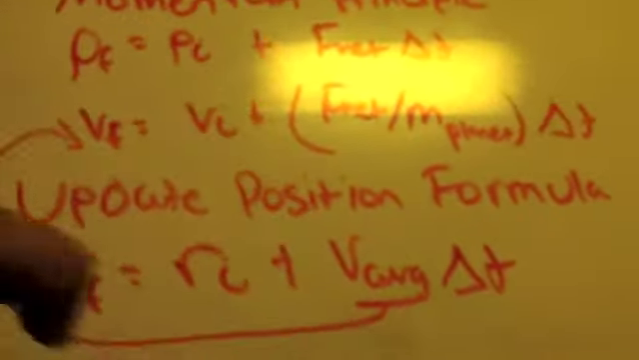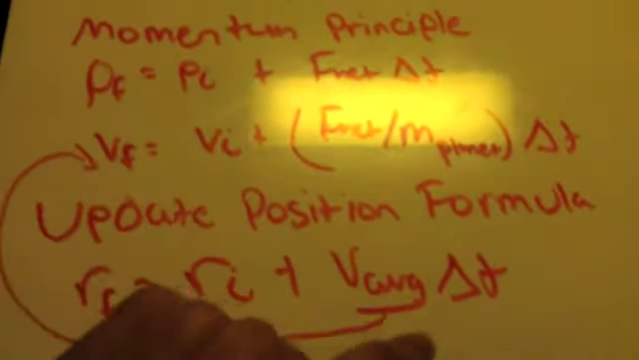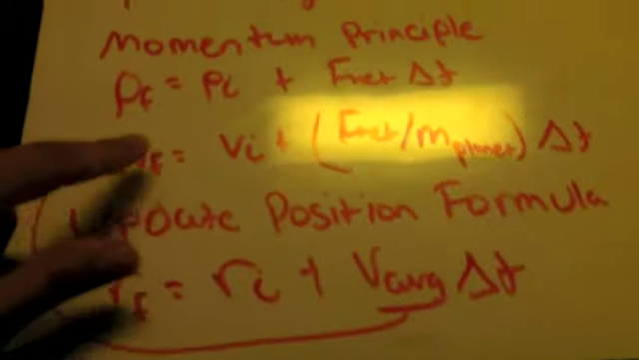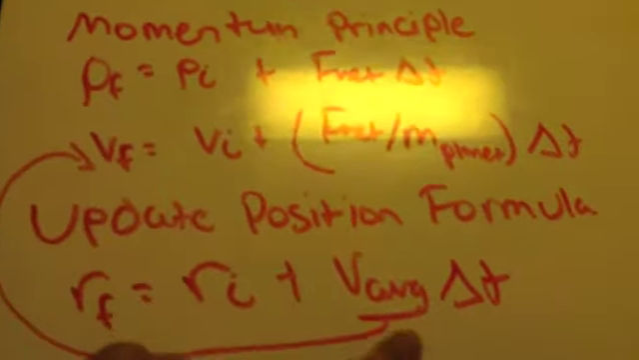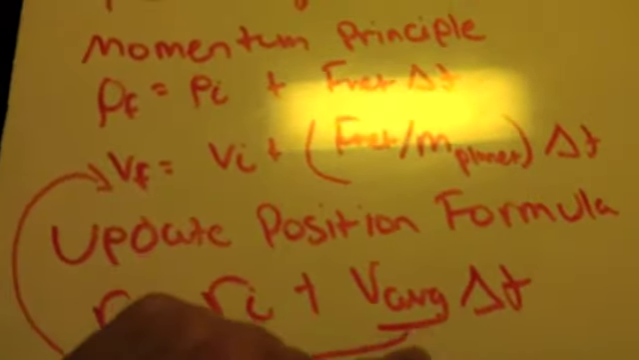And using this, we use the update position formula, which is R final is equal to R initial plus V average delta t. This will give us that elliptical orbit that is present in the code. This V average is the final velocity calculated through the momentum principle, because the delta t that will be chosen is so small that you can neglect the average between the final and the initial and just make the final your V average.